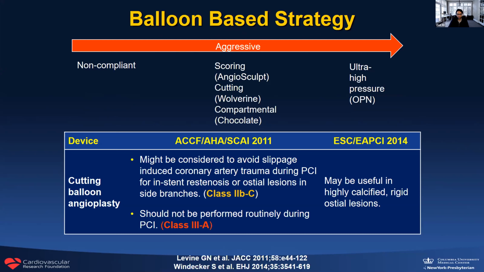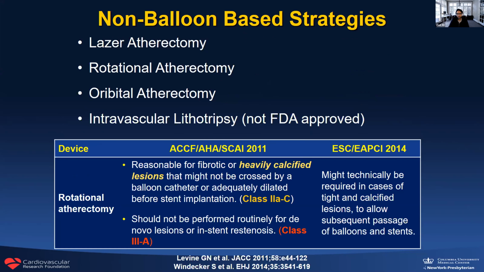As a result of that, the guidelines support these really only for preventing slippage in in-stent restenosis or ostial lesions, with 2B C evidence. Non-balloon-based strategies include laser atherectomy, rotational atherectomy, orbital atherectomy, and intravascular lithotripsy. I should remove that because when I made this slide deck, it was not FDA approved. Of course, Shockwave was FDA approved on Wednesday in the United States. Okay, so how do we use this clinically?